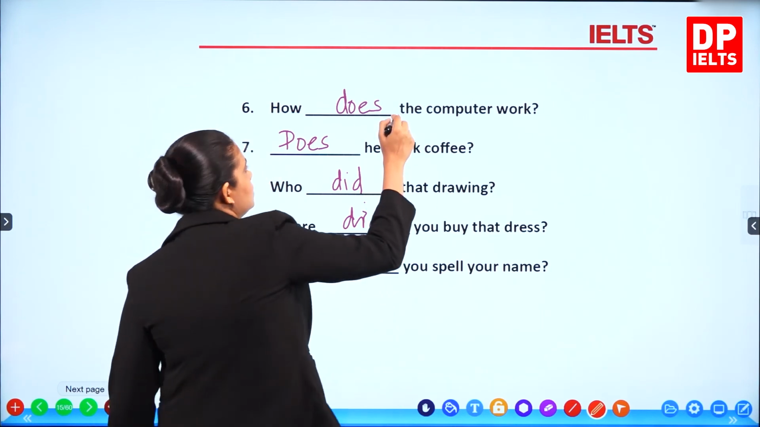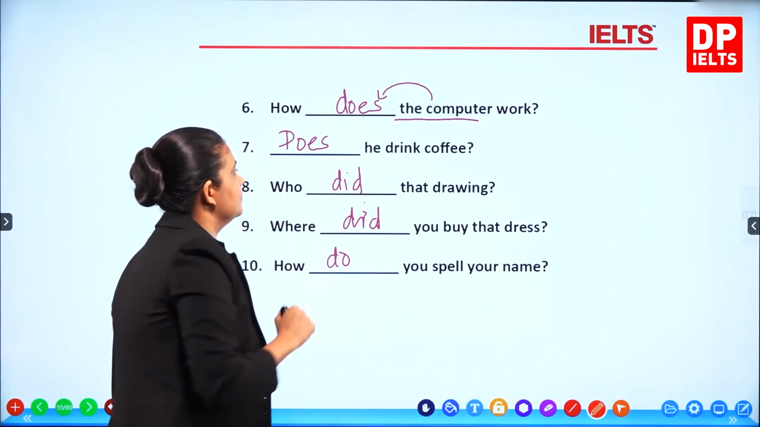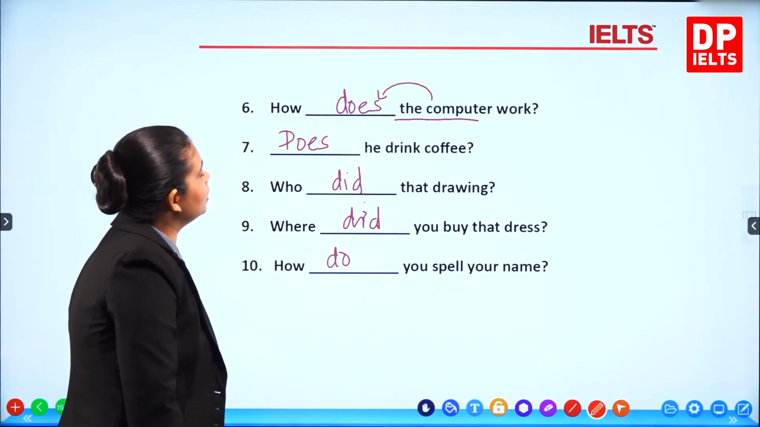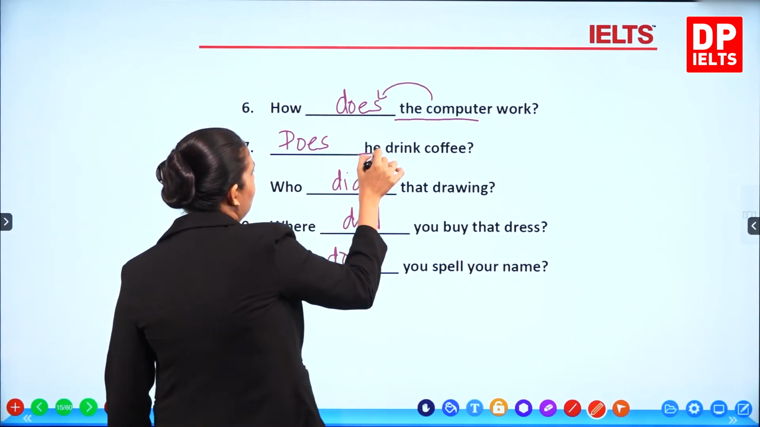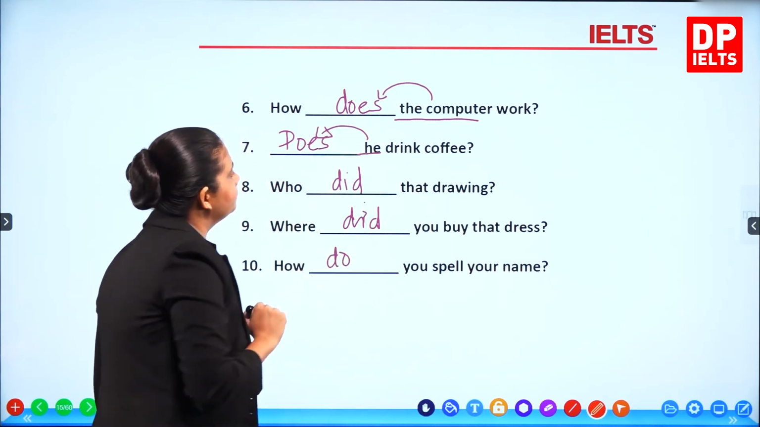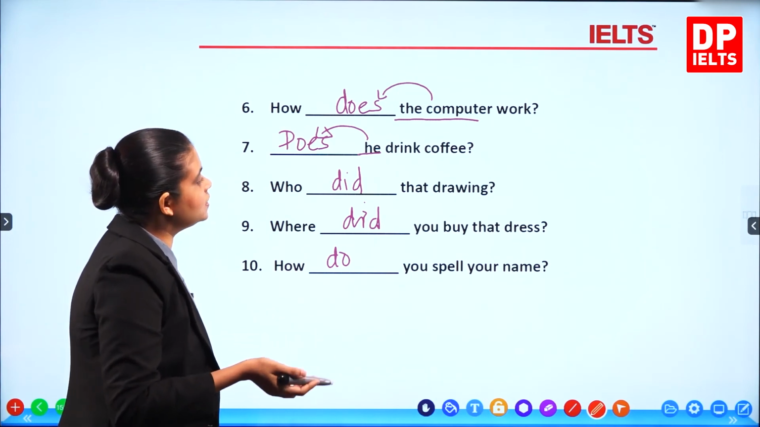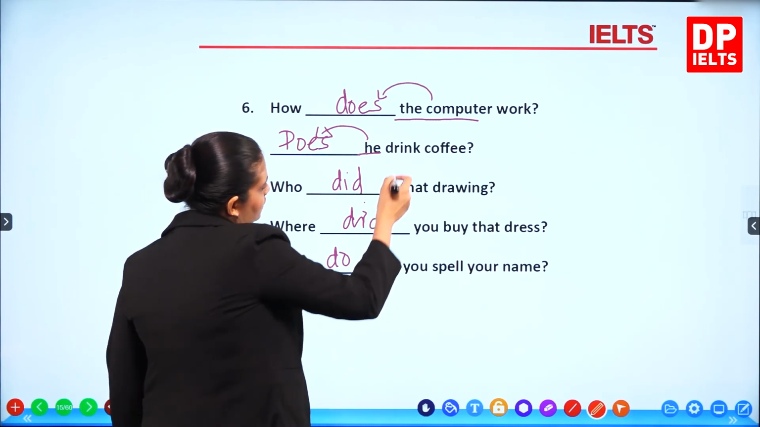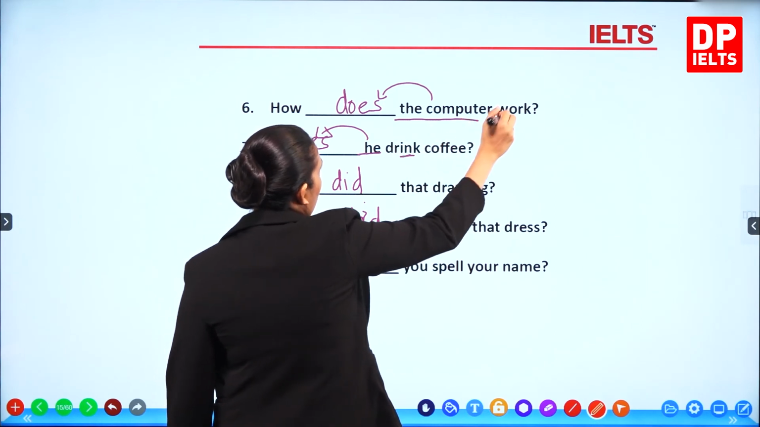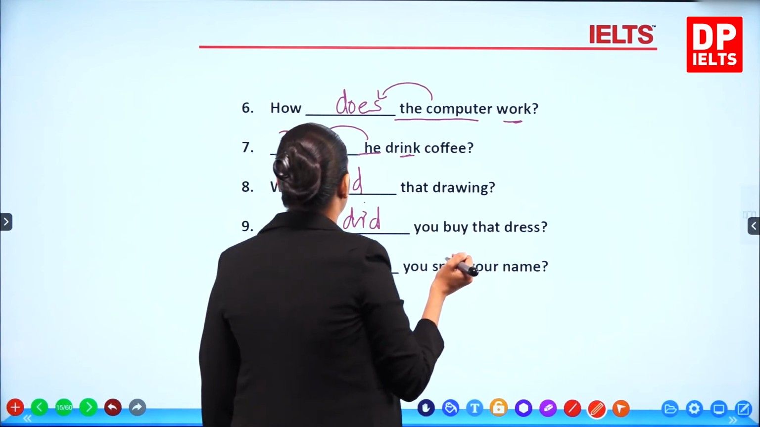Because the computer is one word, that is why I use does. Does he drink coffee? Again, singular, therefore I use the does word. How do I know if it is past tense or present tense? Because drink is in the present tense. Work is in the present tense. Who did that drawing? Okay.